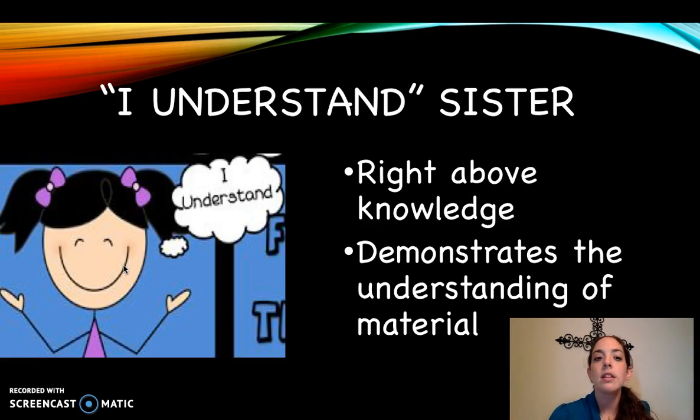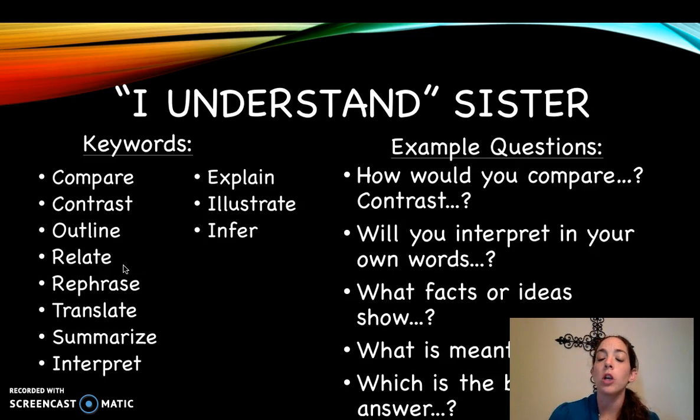The next sister is the I Understand sister. She is right above knowledge and she has to do with comprehension. This sister can demonstrate her understanding of facts and ideas by organizing, comparing, translating, interpreting, giving descriptions, and stating main ideas. Some keywords for this sister would be to compare, contrast, outline, relate, rephrase, translate, summarize, and so on.